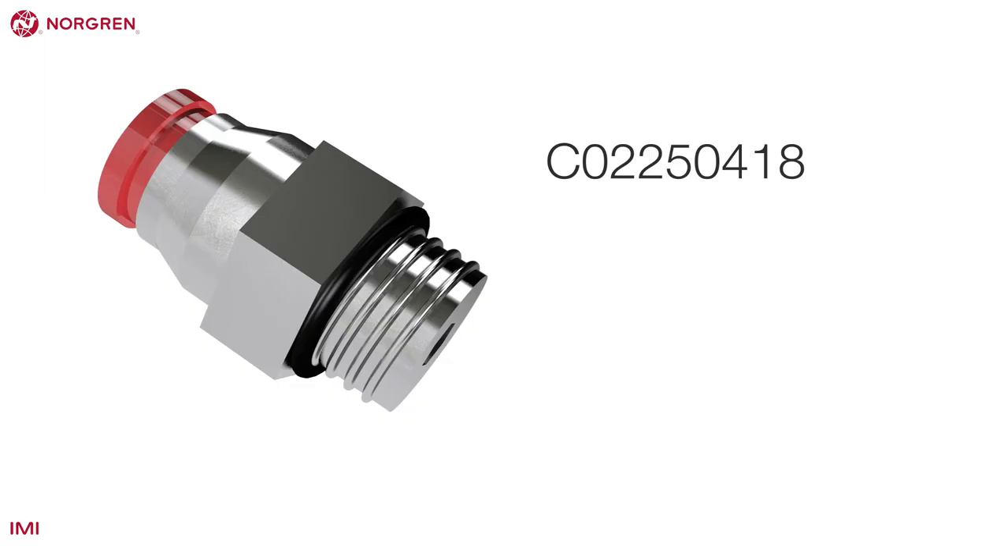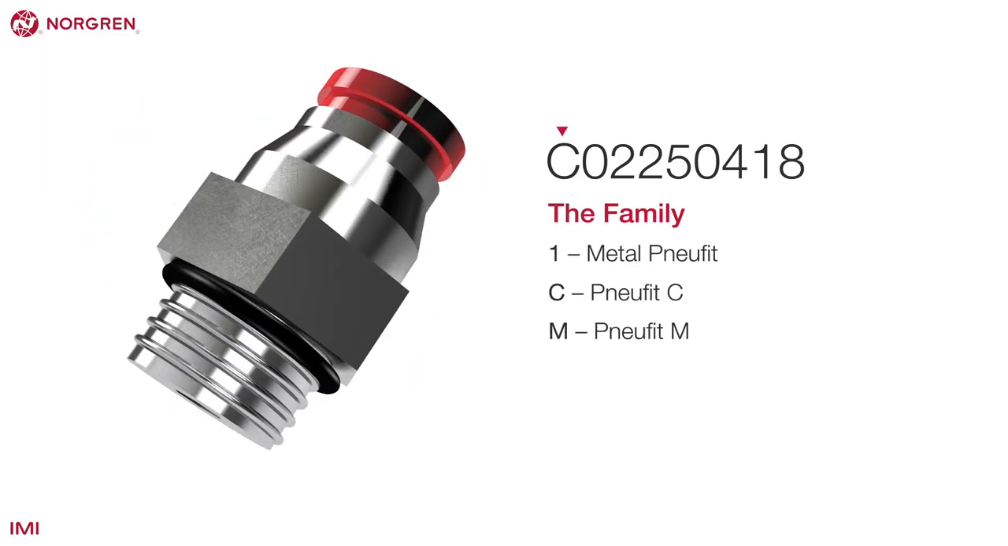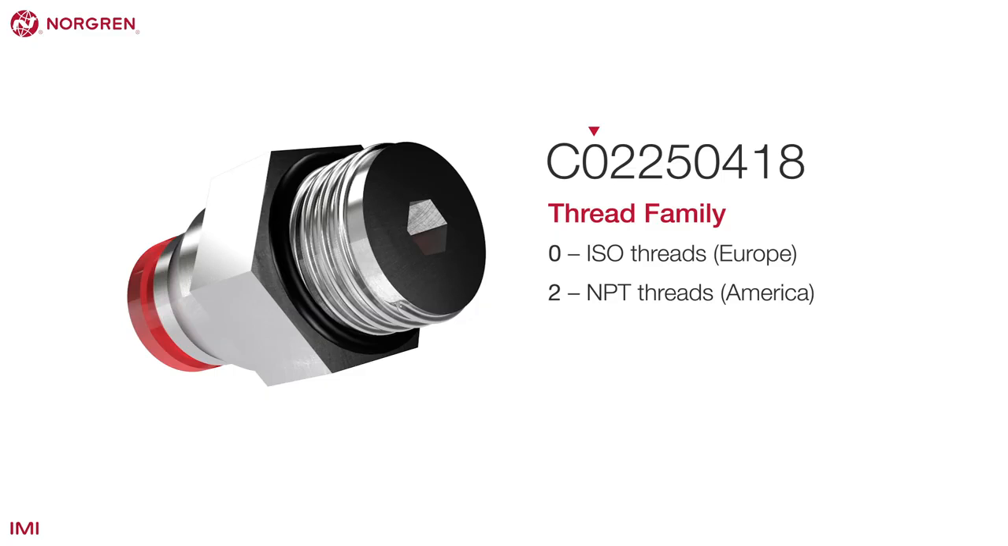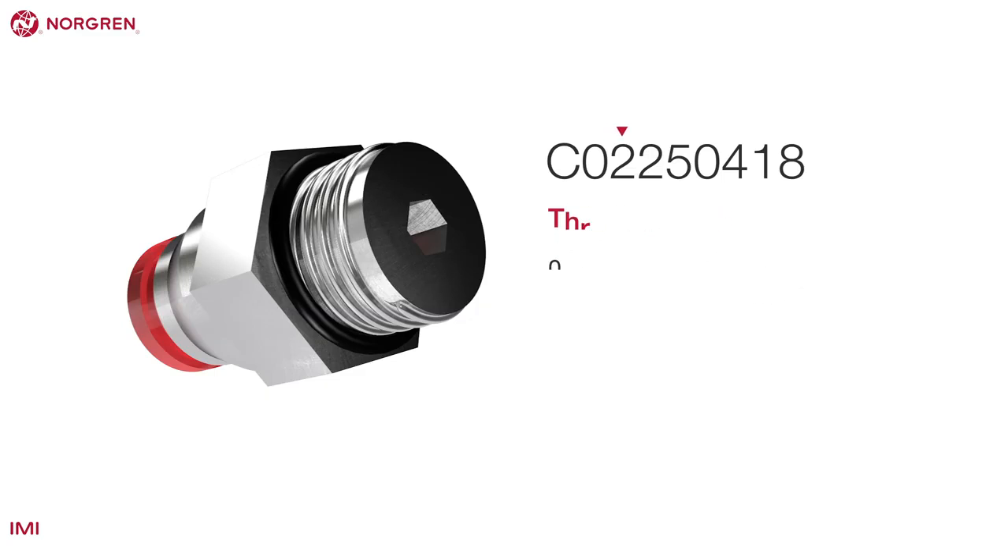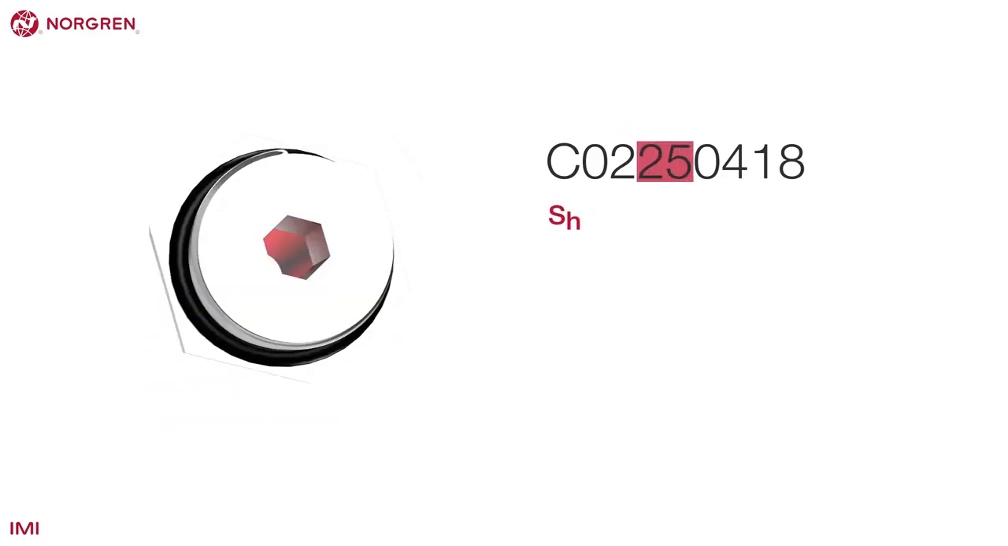Let's take a typical number. Digit 1 tells us the family, in this case, New Fit C, a composite fitting. Digit 2 tells us the thread family. Here, it's ISO threads. Digit 3 tells us the thread type, in this case, parallel. Digits 4 and 5 tell us the shape.